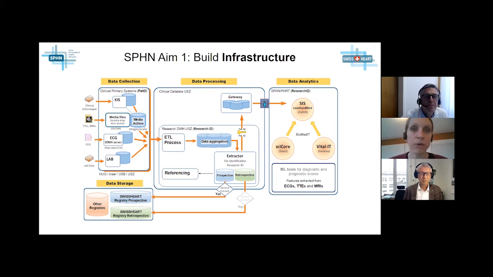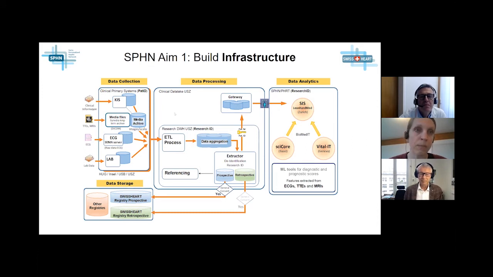As you can gather from my first slide, the IT infrastructure that is required for the SwissHEART project, but as well for other SPHN driver projects, is quite complex. There are really many processes which need to be set up and which need to be optimally interlinked to eventually allow for a secure transfer of a big, interoperable data set to the BioMedIT nodes where the data analytics takes place.